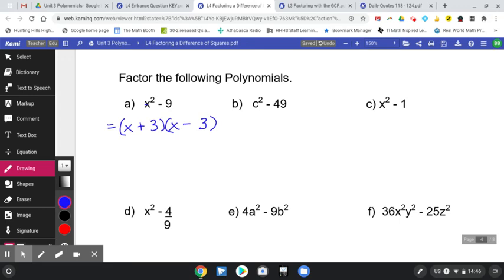Okay, let's try another one together. So again, I recognize it's a difference of squares. I set up the brackets. I take the square root of c squared, which is c. I take the square root of 49, which is 7. One bracket adding, one bracket subtracting. Go ahead and try c on your own.